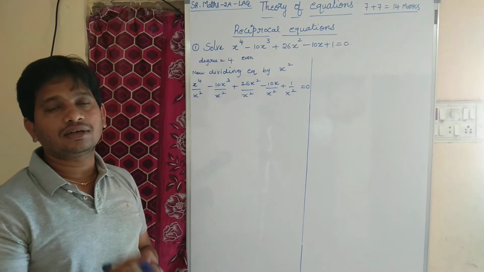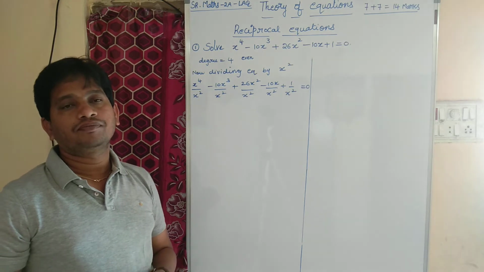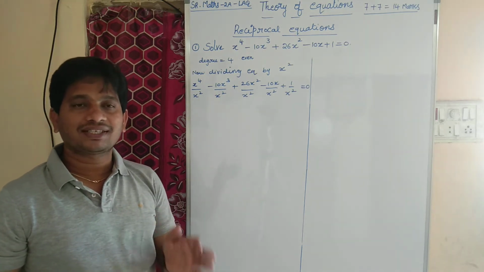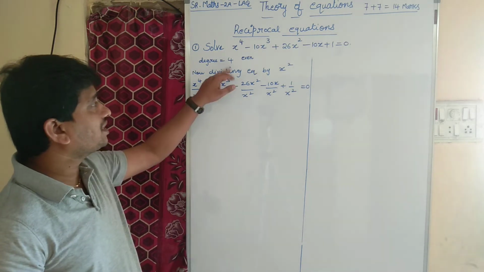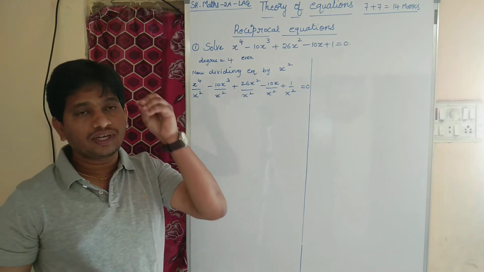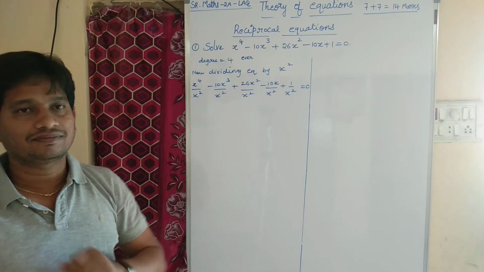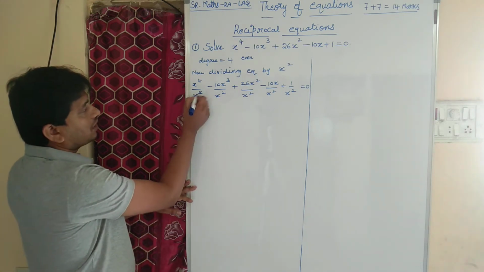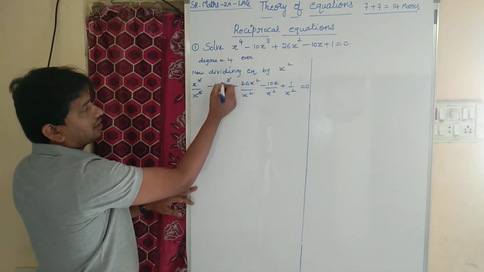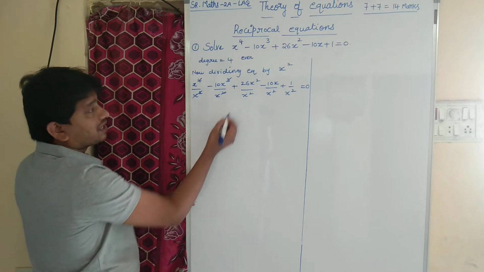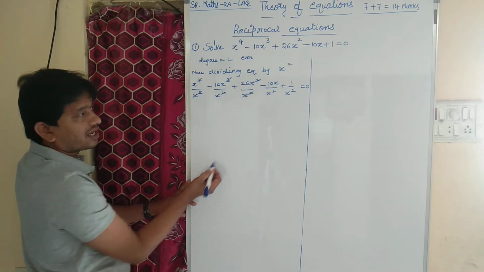Children, this step is clear. If the degree is 4, we need to divide the given equation by x square. You remember, if the degree equal to 4, we need to divide the given equation by x square. That's all. Now x square cancel, x square cancel, x square cancel.